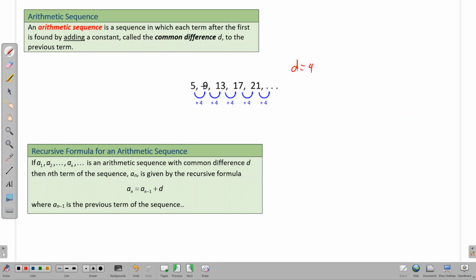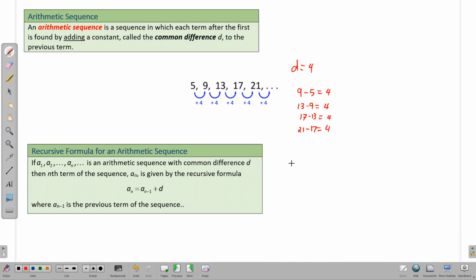It is the common difference because if you take any two successive terms, any two consecutive terms, and subtract them, in this case, like 9 minus 5, you get 4. 13 minus 9, you get 4. 17 minus 13, you get 4. 21 minus 17, you get 4. It is a common difference between any of the two consecutive terms. Now, this is going to be the case for any arithmetic sequence.